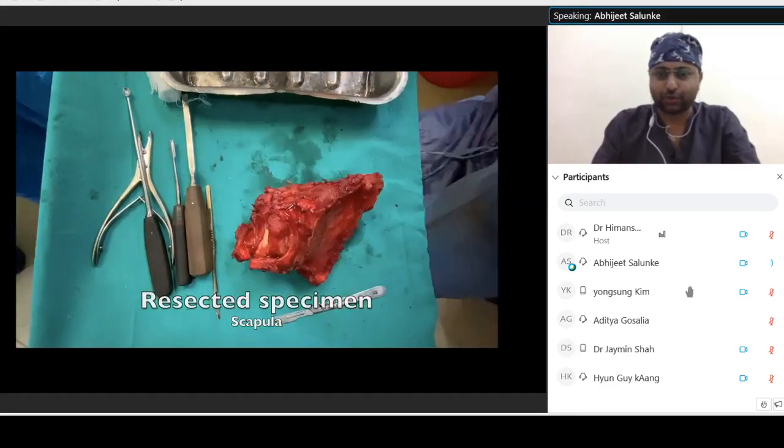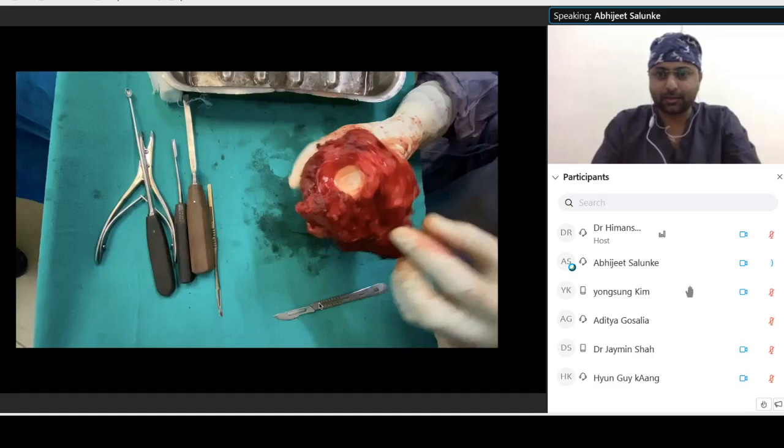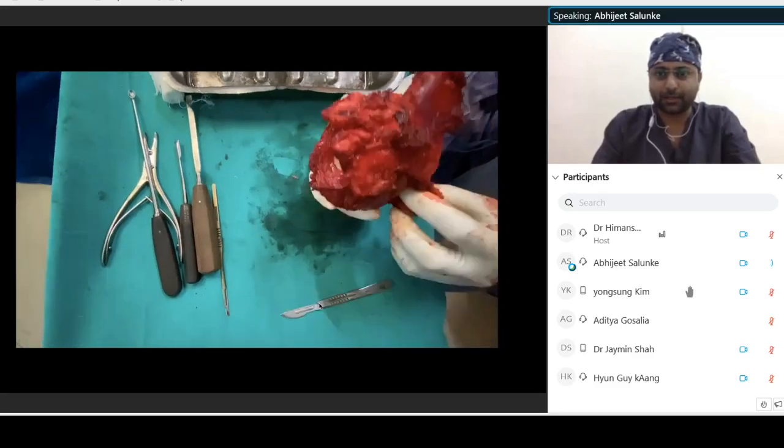So again, we'll remove the whole of the soft tissue from this specimen. This is the acromial part.